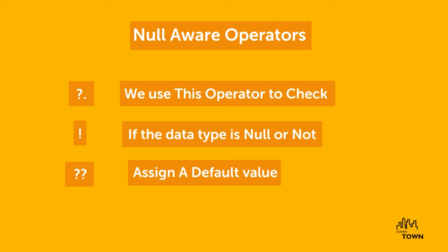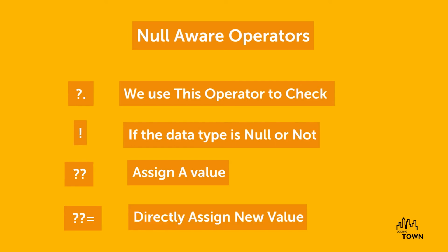If you know that the variable is empty and you directly want to assign a new value, all you have to do is type the name of that variable, and after that use 2 question marks and equals, and directly assign the value that you want to assign. So this is what we call the null aware operator.